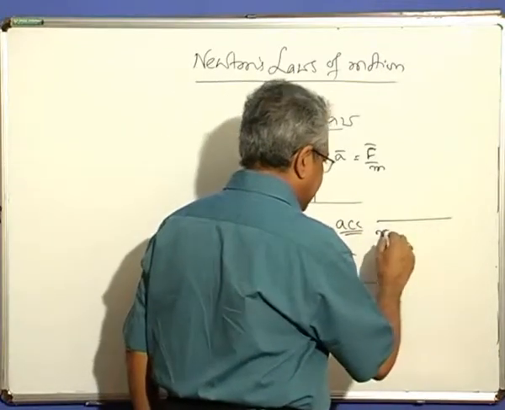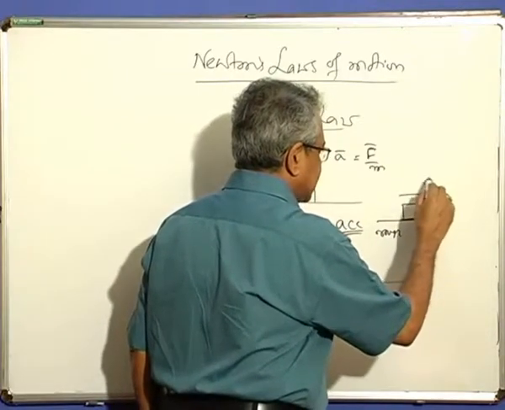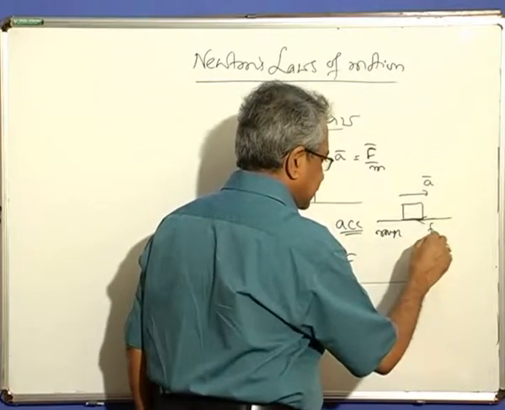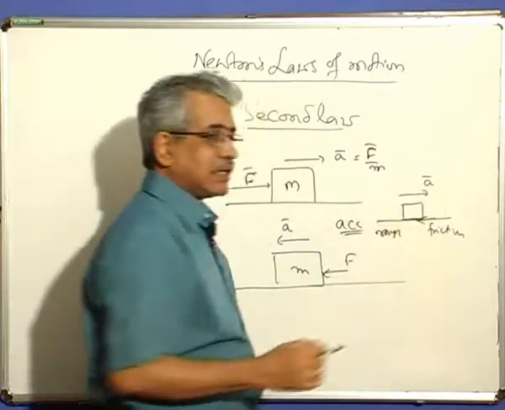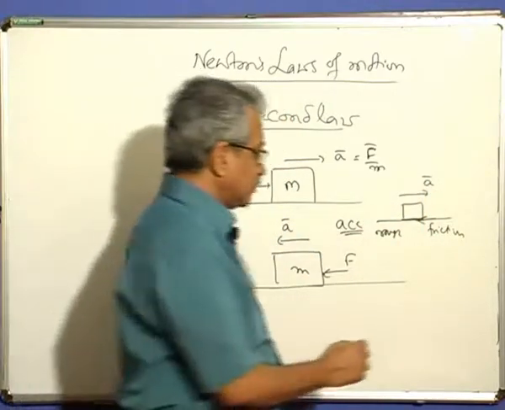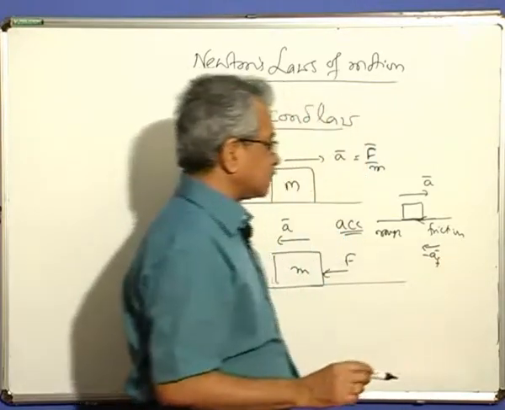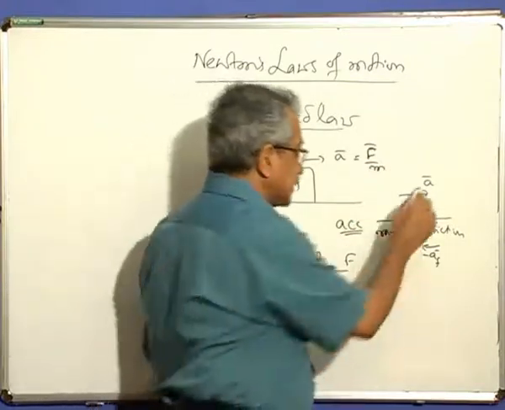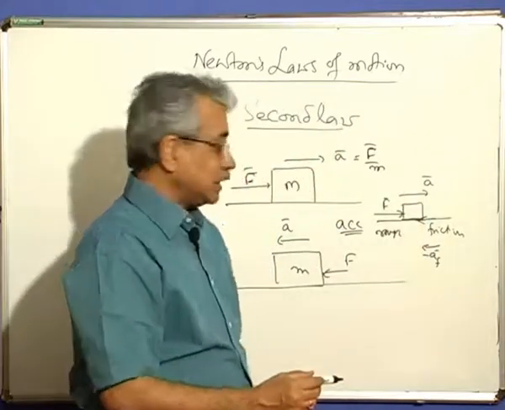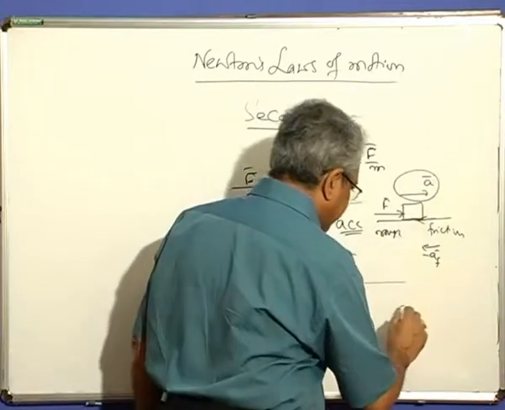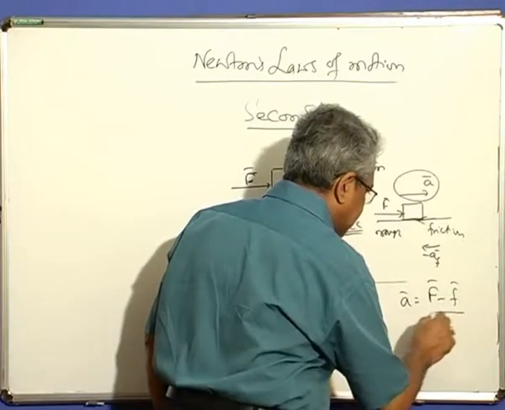Suppose you take a rough surface here, as I said, the body is moving with acceleration in this direction, and friction is here in this direction. Then the frictional force will be opposite to that acceleration. The frictional force will try to generate acceleration in its own direction. This is a different acceleration. This acceleration is due to the force F acting here. The effective acceleration A is equal to the applied force minus the frictional force, divided by the mass.